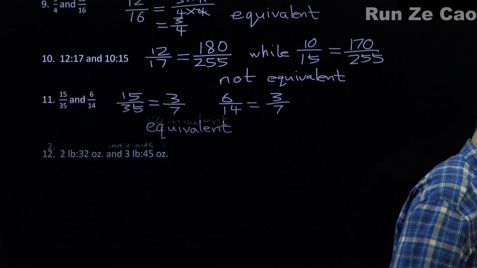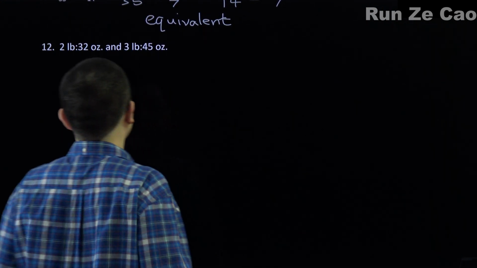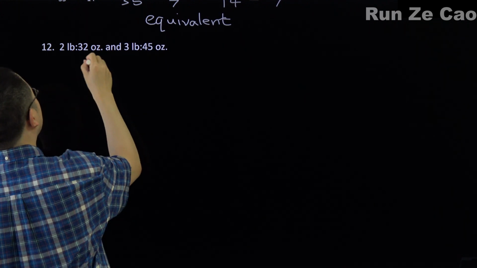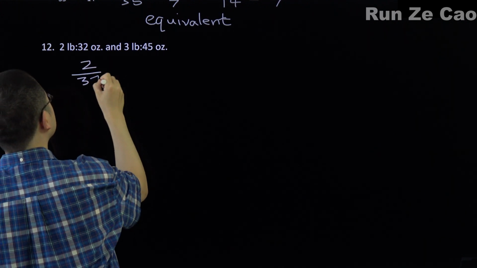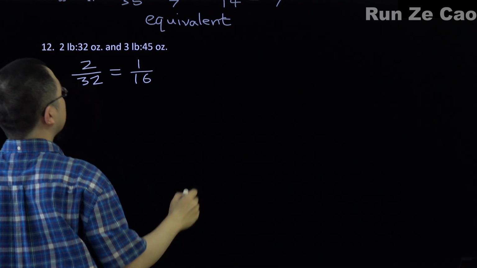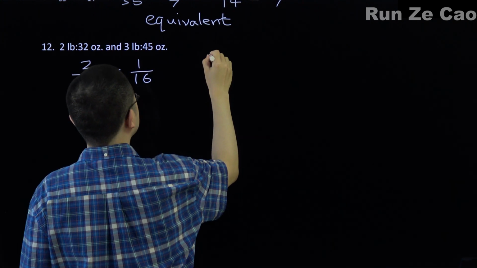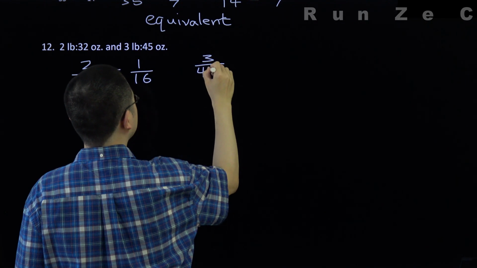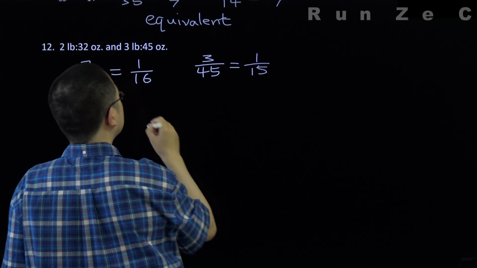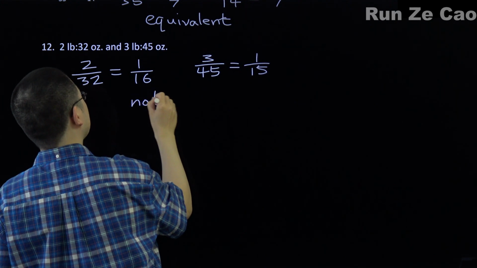2 pounds and 32 ounces versus 3 pounds to 45 ounces. Well, 2/32 is equal to 1/16, whereas 3/45 is equal to 1/15. So they are not equivalent.